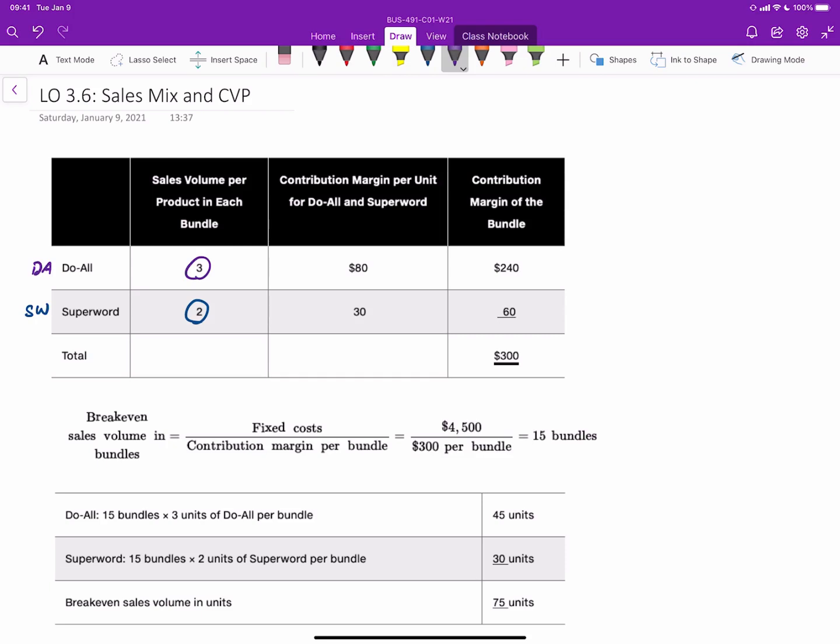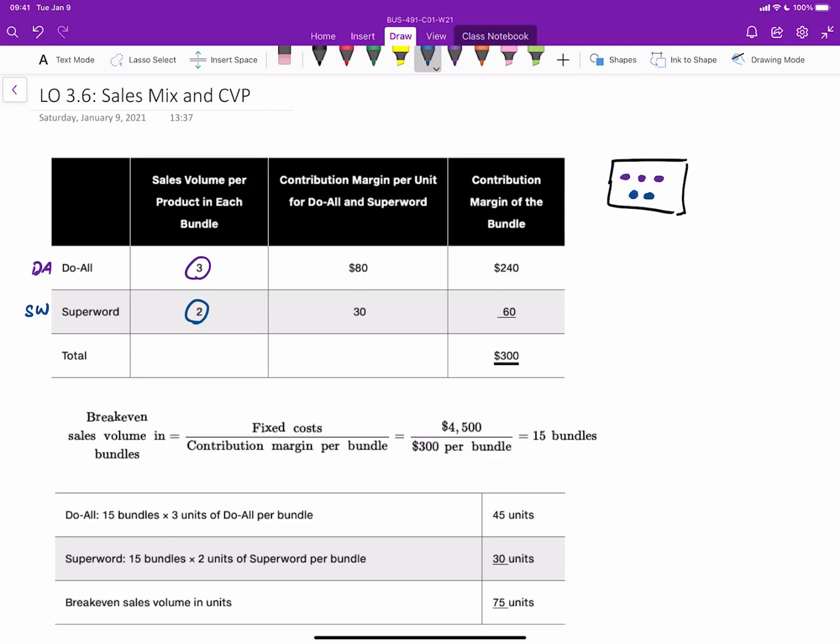The break-even formulas and all of the other formulas, whether we're using a target operating income or target net income, are going to be all the same in that we would divide by a unit contribution margin or contribution margin ratio. But in this case, with multi-products, we need to develop what we call a weighted average contribution margin, or contribution margin per bundle. So imagine this situation where we sell a bundle of product, so a box of product, and in that box there are 3 packages of DA and 2 packages of SW, and that makes up a bundle.